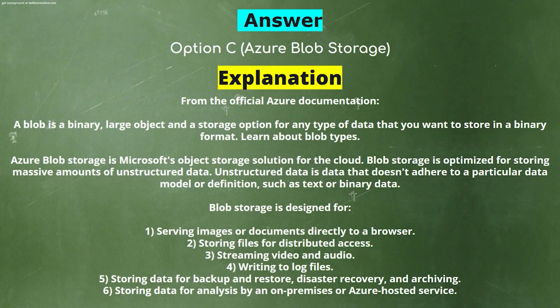Blob storage is designed for number 1. Serving images or documents directly to a browser. Number 2. Storing files for distributed access. Number 3. Streaming video and audio. Number 4. Writing to log files. Number 5. Storing data for backup and restore, disaster recovery and archiving. Number 6. Storing data for analysis by an on-premises or Azure-hosted service.